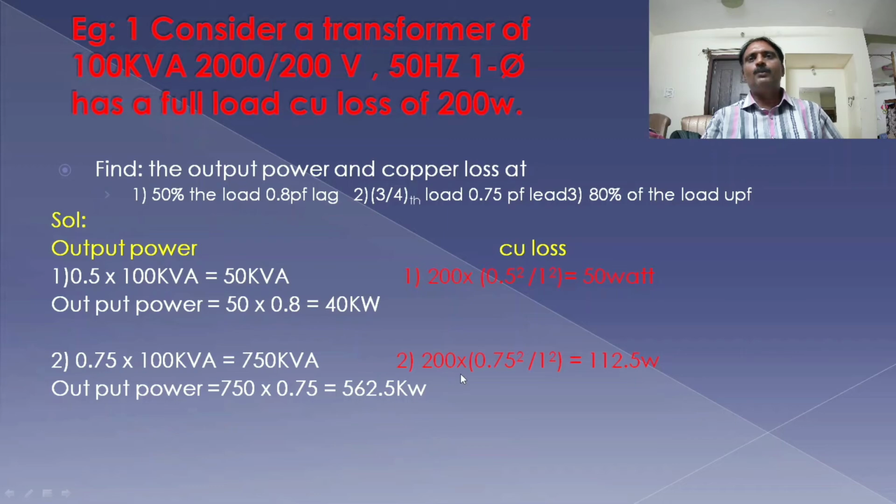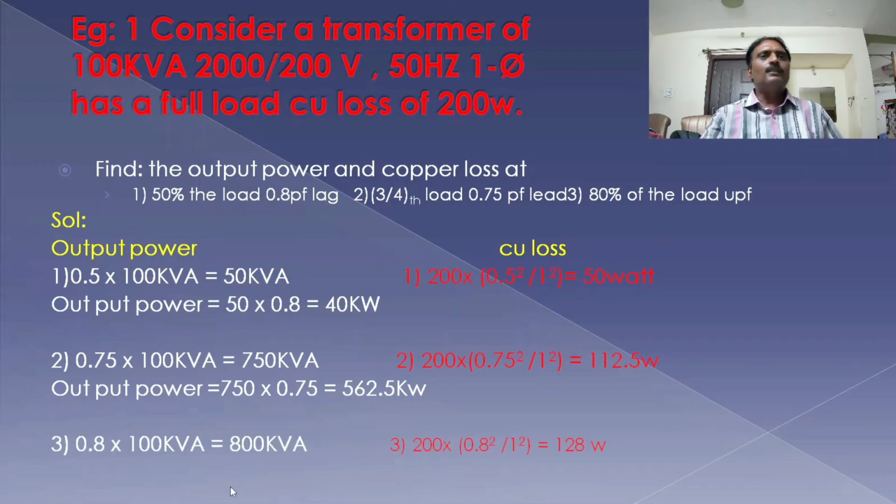And similarly come to the case of the copper losses. So we know the copper loss at full load, so full load means 1. In the denominator we have to consider 1 square, so this is what actually the copper loss at the full load multiplied by, in the numerator we have to consider the load at which we have to calculate, which is 3/4 means 0.75 square. So hence here 200 multiplied by 0.75 square divided by 1 square, which is going to give us 112.5 watts.